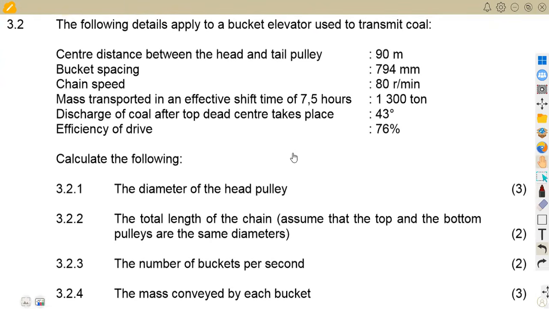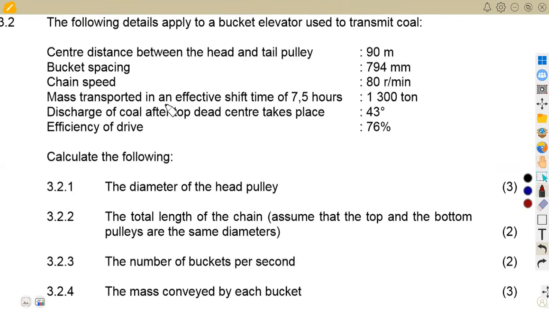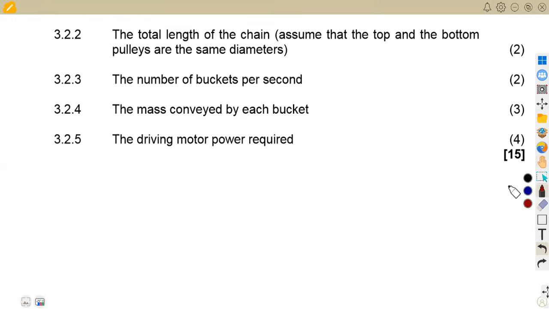All right, then with 3.2, we have the information that we are given. The following details apply to a bucket elevator used to transmit coal. The center distance between the head and tail pulley is 90 meters. Remember the center distance is C. Let us take the given data: C is given as 90 meters.